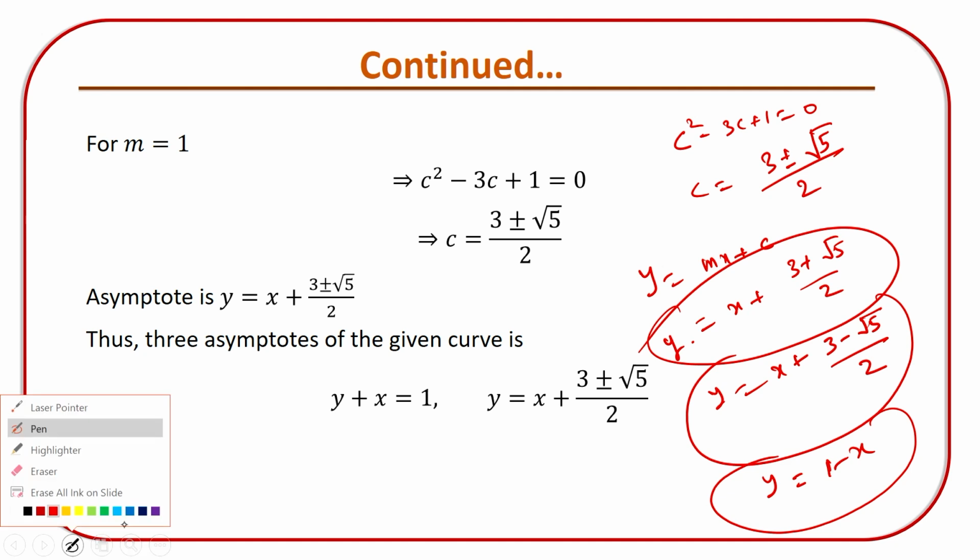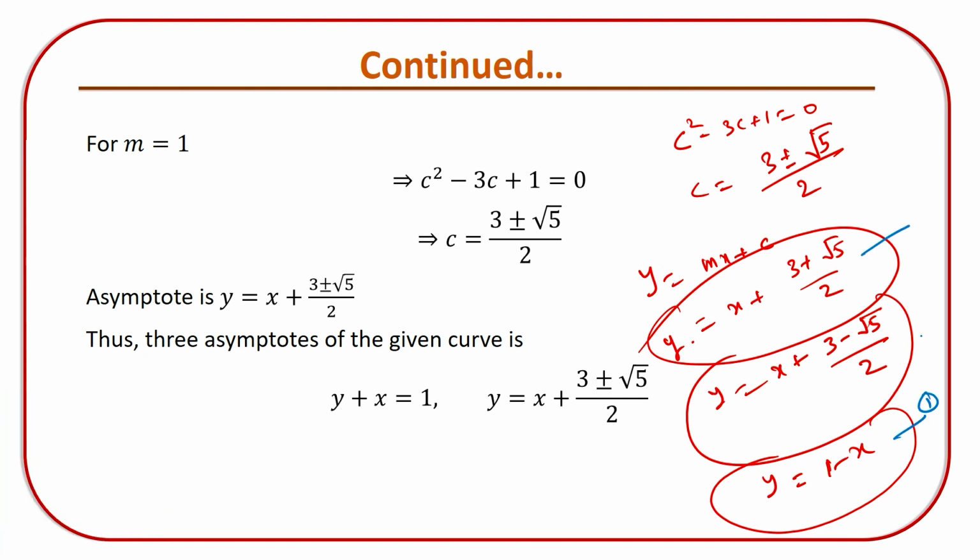So, all these three, as you can see here, this was the first one, this one was the second one, and this one was the third one. These two came from the repeated root, and this one came from the non-repeated root. So, as you can see, obtaining oblique asymptotes is a very tedious job, and you have to be very careful about that.